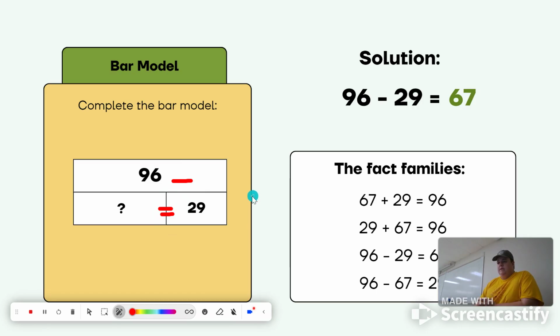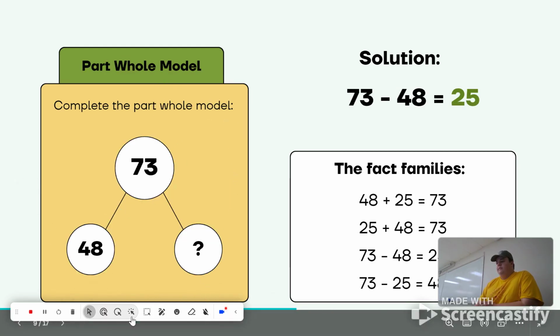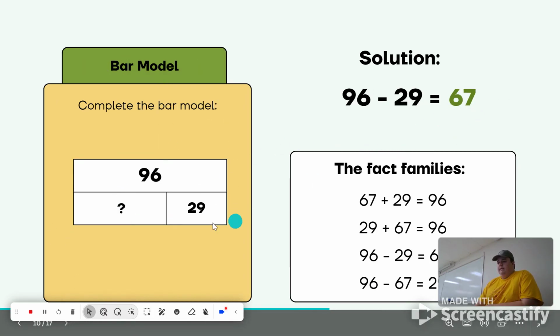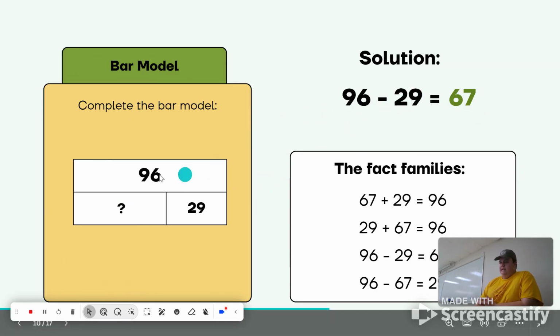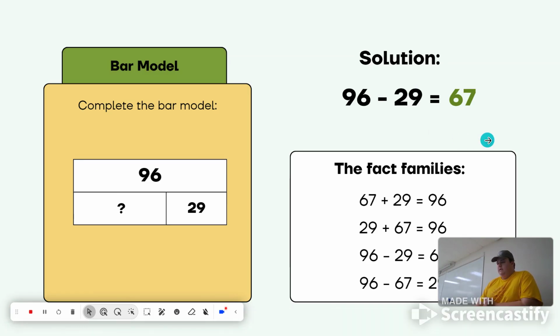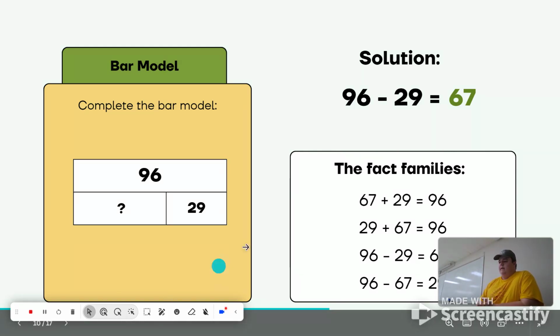Very similar to the previous model that I showed you, the part whole model, but it's a different aspect. So basically same thing as the part whole model, gives students a visual aid in learning this. You can do worksheets with the part whole model and the bar model and have them fill it out, and then that'll help them identify specifically what operation they're doing.